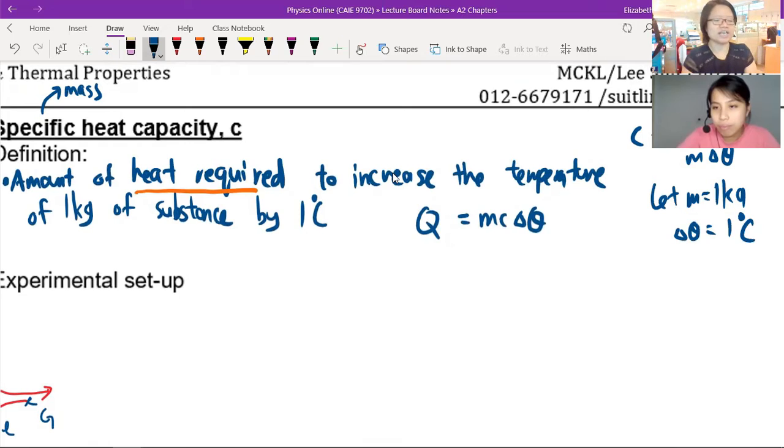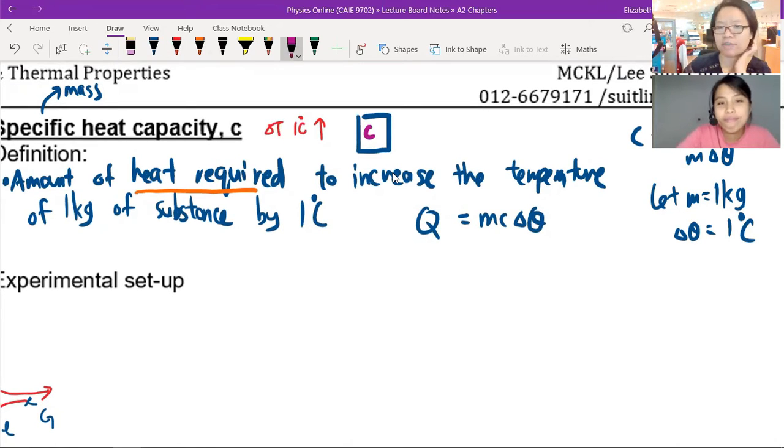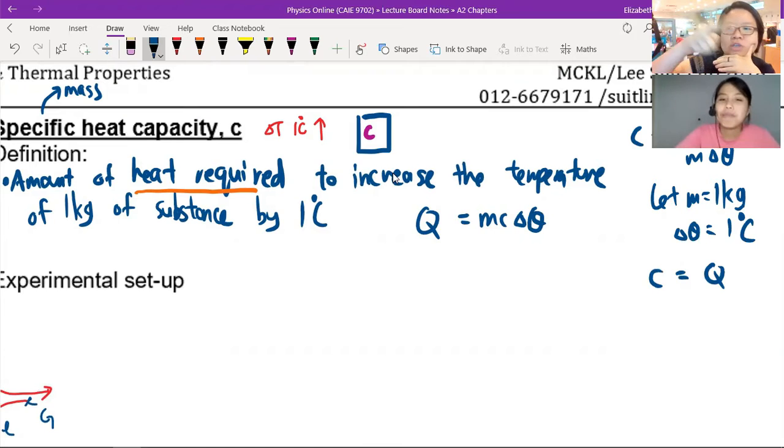So let's say I have 1 kg of this block of unknown metal and I put in enough heat until the temperature increases by 1 degree Celsius. I measure that heat. That will be my specific heat capacity. Okay. So if we substitute 1, then Q will be equal to C. So it will just be equal. So that is why we define it that way.